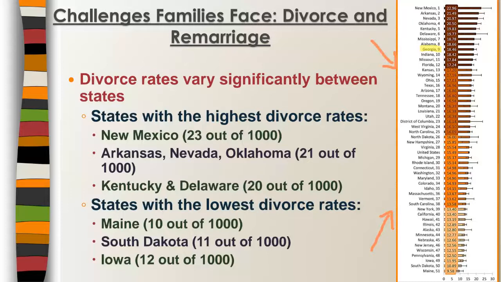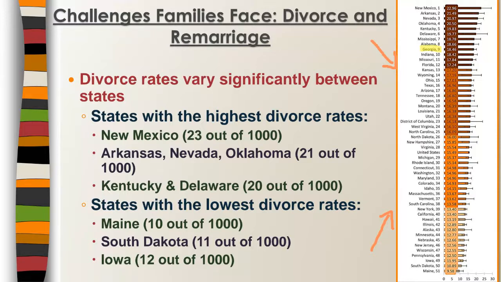But you can see how divorce rates are ranked across different states here, with New Mexico having the highest divorce rate at about 23 out of 1,000, followed by Arkansas, Nevada, Oklahoma, Kentucky, Delaware, Mississippi, Alabama, and then Georgia in 9th place with a divorce rate of about 18.5 out of 1,000.